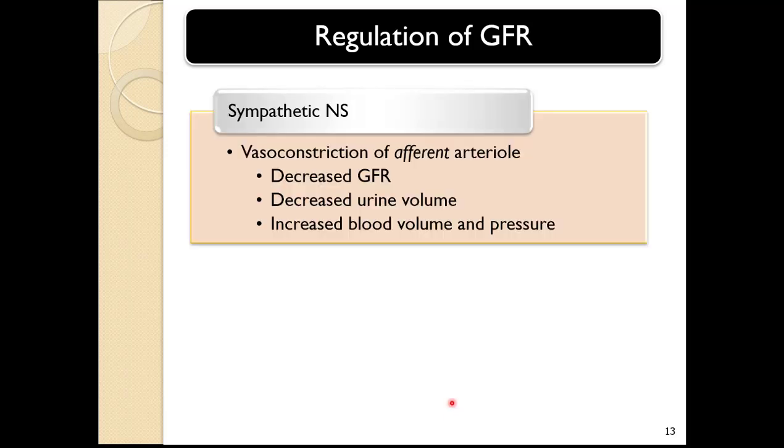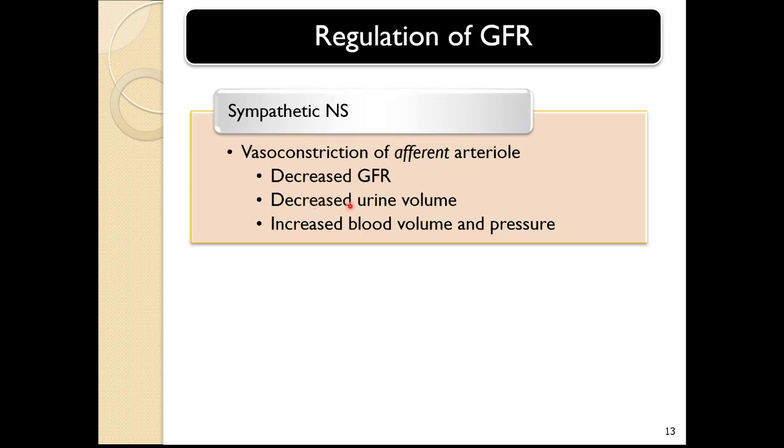So let's take a look here at some of the things that control the glomerular filtration rate. First of all, the sympathetic nervous system can actually influence and control the glomerular filtration rate. And it does this by vasoconstricting the afferent arterioles. So remember, those are the arterioles leading into the nephron and into the glomerulus in particular. This vasoconstriction will lead to a decrease in the glomerular filtration rate because the pressure going into the glomerulus is going to drop.